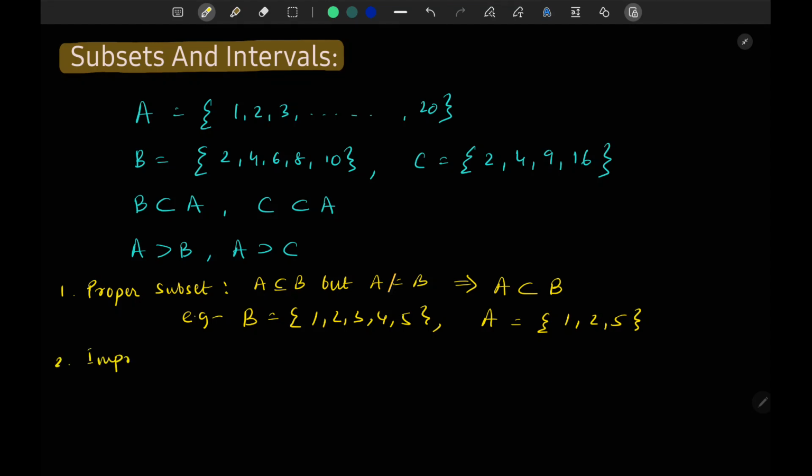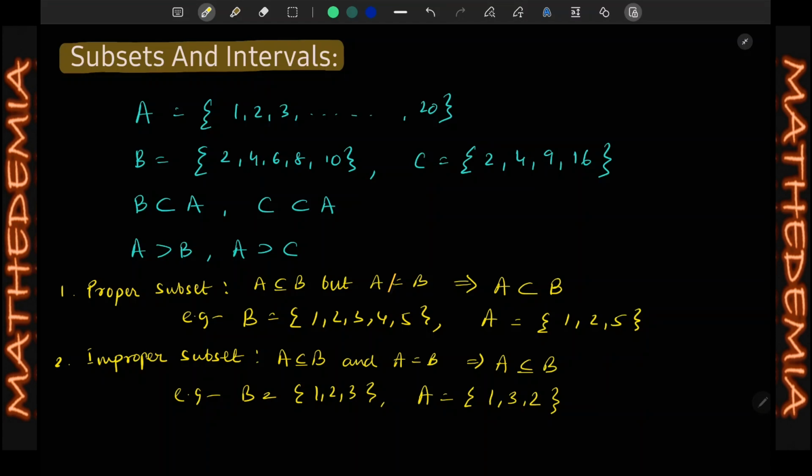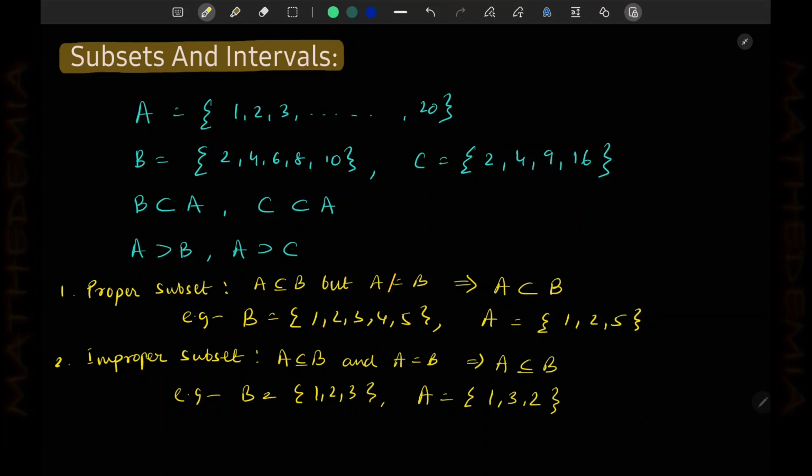However, the second type of subset is the improper subset. If there are two sets A and B such that A is a subset of B and A is equal to B, then we say that A is an improper subset of B and we write it as A improper subset of B. For example, let B be a set 1, 2 and 3 and A be a set which also consists of the elements 1, 2 and 3, not necessarily in the same order. Since A and B consist of the same elements, or we can also say that the elements of A are taken from the set B, A is a subset of B, but since A and B are equal sets, we write it as A is an improper subset of B.